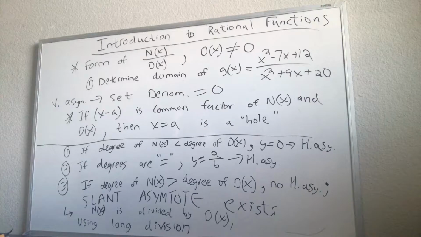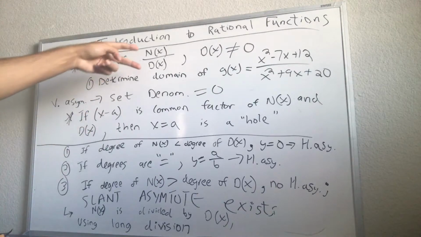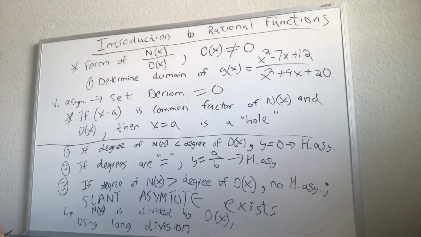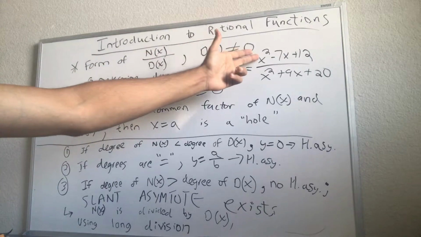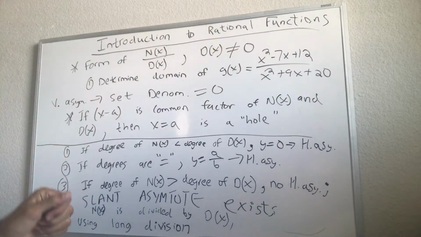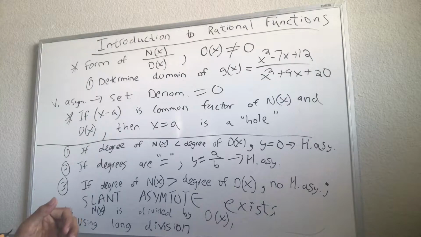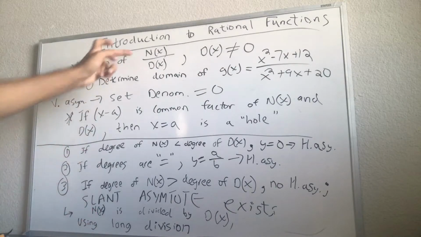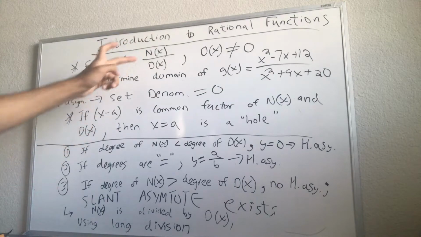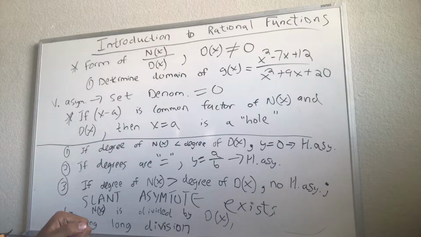So to start off, the form of rational functions is n of x divided by d of x, and really these two are just functions, right? They could be quadratic functions as shown here, or even linear functions. You could say specifically more like polynomials. So n of x is a polynomial, d of x is a polynomial, right? So those are rational functions.